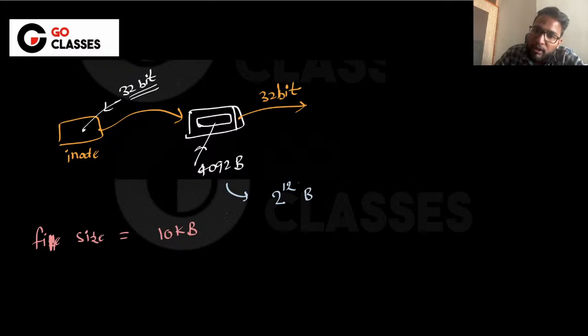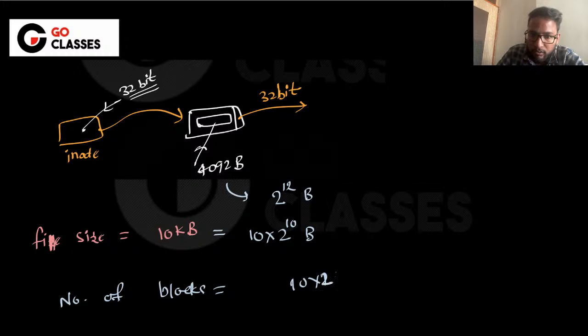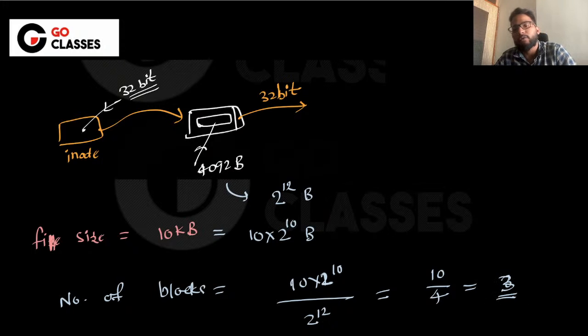In one block you can only store 2 power 12 bytes, right? I mean, this much data you can store. So the file is 10 into 2 power 10 bytes. The number of blocks needed is 10 into 2 power 10 upon 2 power 12. So I think this is 10 upon 4, and you need to take the ceiling, because if there is any more data left, you have to store it in another block. So there are 3 blocks that you will be needing.